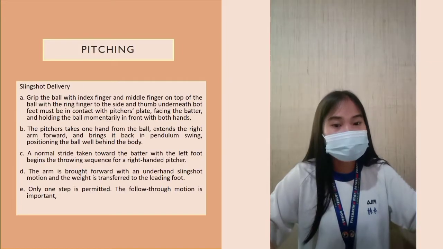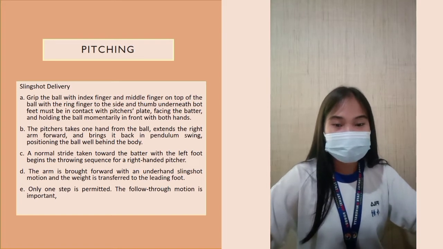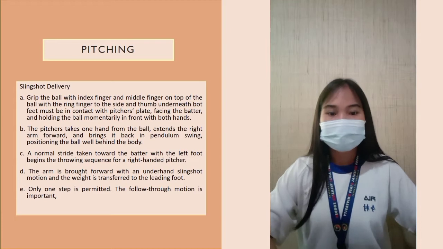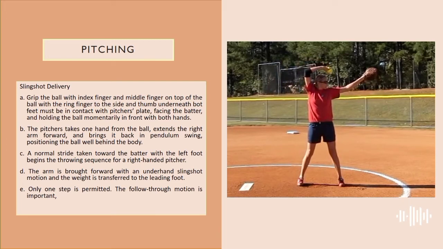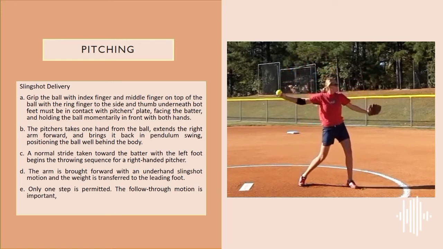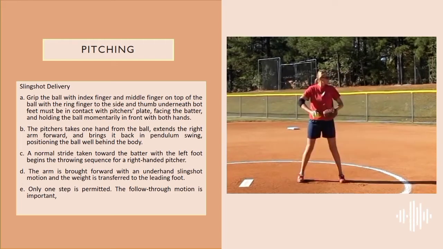Now let's proceed to pitching. So there are types of pitching. There's first a slingshot delivery. How to do the slingshot delivery? First, grip the ball with the index finger and middle finger on top of the ball, with the ring finger to the side and thumb underneath. Both feet must be in contact with the pitcher's plate, facing the batter, and holding the ball momentarily in front with both hands.